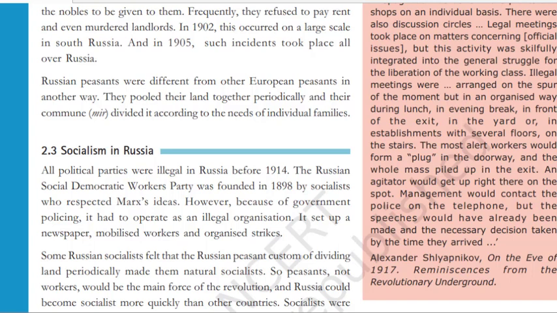Russian peasants were different from other European peasants in another way. They pooled their land together periodically and their commune, mir, divided it according to the needs of individual families.